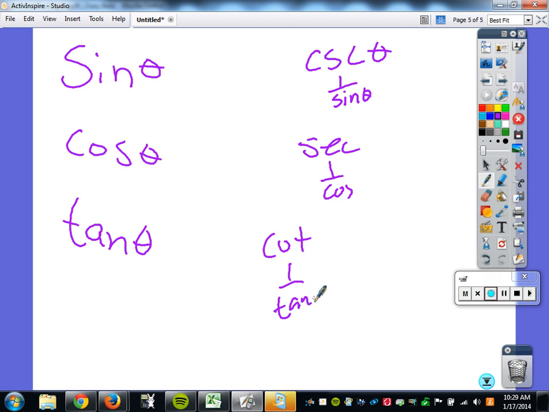Now, to be honest with you, some guys get confused. They want to say cosecant goes with cosine because of the co part. So my little saying is, the toes don't go together. Except for the cotangent, but they don't have toes. So the toes don't go together. Okay? Does that make sense? So cosecant goes with sine.